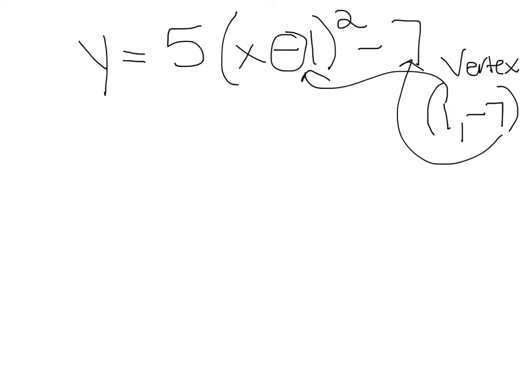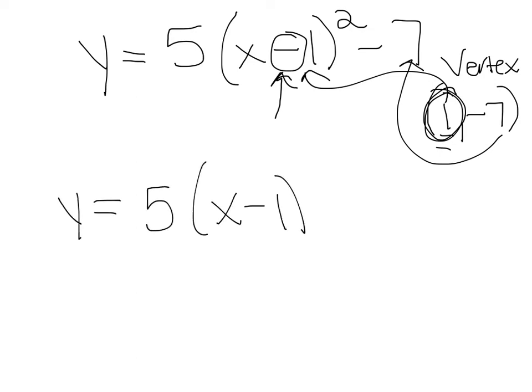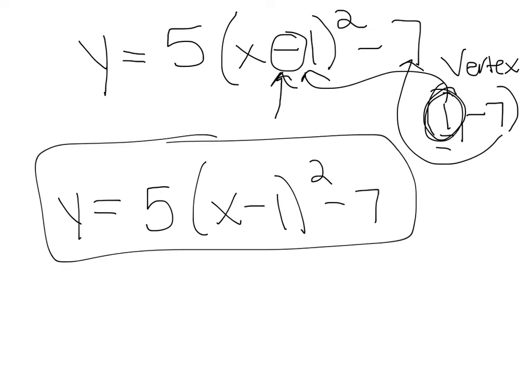This negative sign means that the 1 is positive in your vertex, because the general equation begins with a negative sign. If you saw a plus here, that would mean your vertex has a negative x-coordinate. So don't take this negative or subtraction sign in front of the 1 to mean that the vertex has an x-coordinate of negative 1. If you see a minus sign there, then the vertex has a positive x-coordinate. So again, our answer is y equals 5 times x minus 1 squared minus 7. That's the equation in vertex form of our parabola.